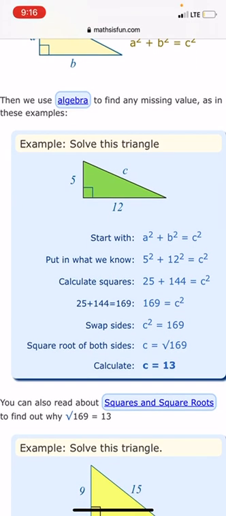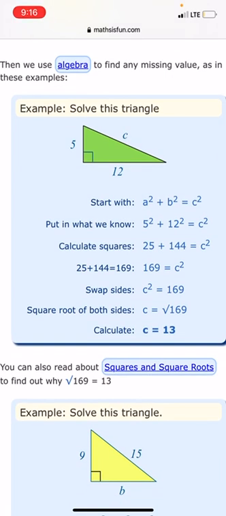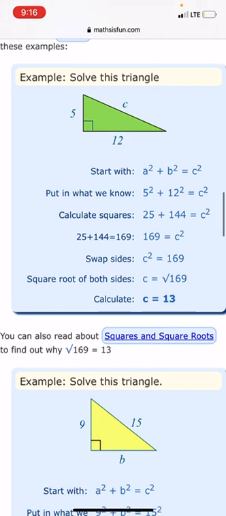So let's use this example and solve this triangle. Start, of course, with the equation, a squared plus b squared equals c squared. Then we insert the numbers where the letters would be, putting in what we know: 5 squared plus 12 squared equals c squared. Let's calculate the squares, shall we? We multiply: 5 times 5 is 25, 12 times 12 is 144, equals c squared. Let's keep calculating: 25 plus 144 equals 169. So 169 equals c squared.